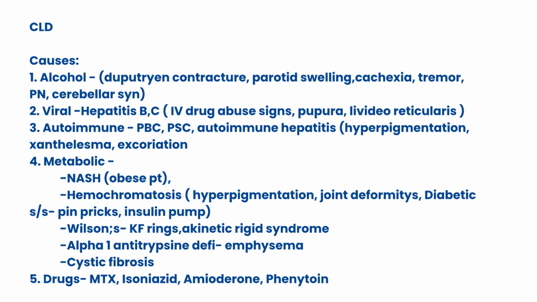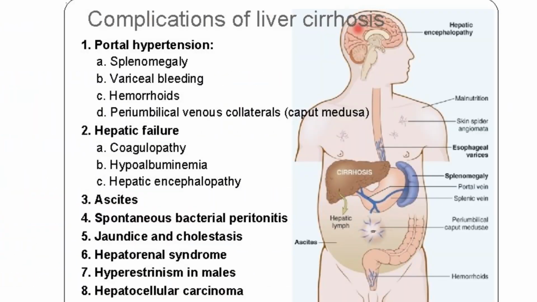Then there are drugs as a cause. For example, if you notice there's a medication lying around the patient's bedside, for example methotrexate, you can think that it might be the cause of the chronic liver disease. Now, there are some complications of liver cirrhosis like portal hypertension, hepatic failure, ascites, SBP, jaundice, hepatorenal syndrome, hepatocellular carcinoma. So all these complications you must be able to list if the examiner asks you what are the complications of liver cirrhosis.